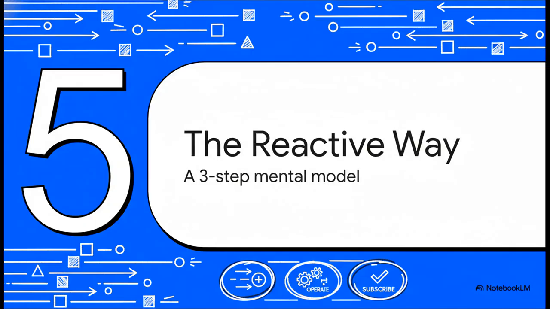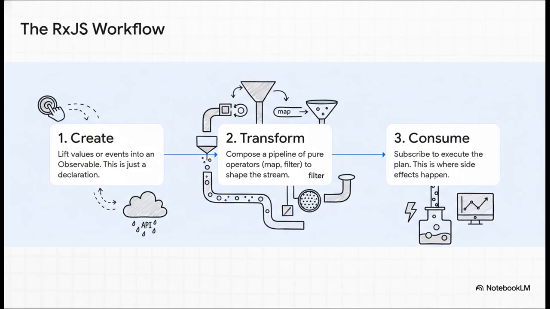All right, we've covered a lot of the why and the what, so let's get practical. How do you actually put this stuff into practice? Let's wrap this all up with a really simple 3-step mental model that you can use every single time you work with RxJS. And here it is. This is the whole workflow in a nutshell. Step 1, you create an observable from a source, like a button click. But here's the key. This is just a blueprint. No work has been done yet.